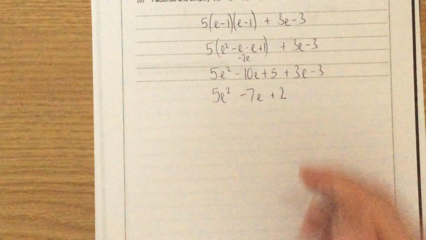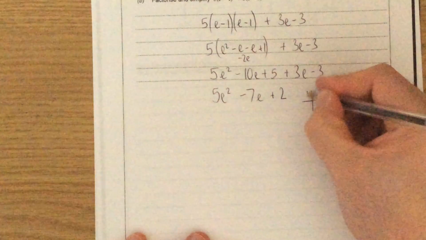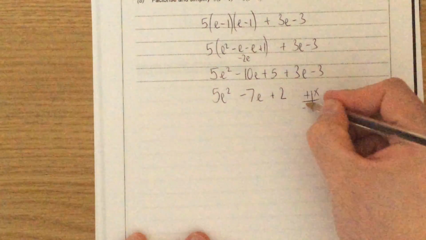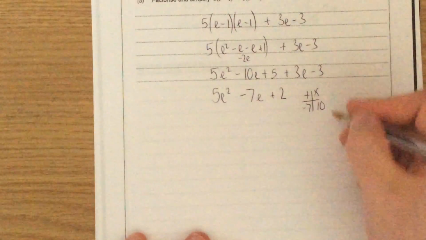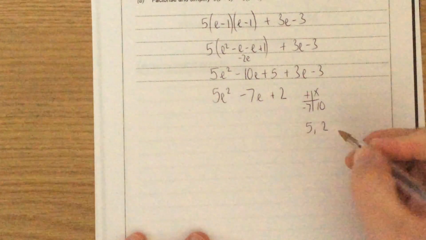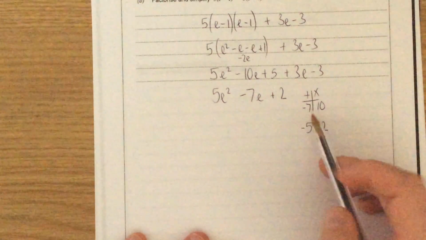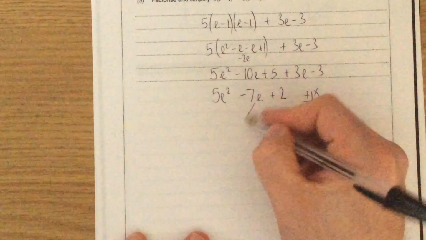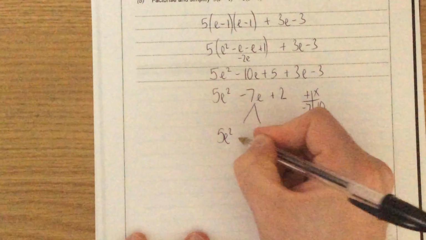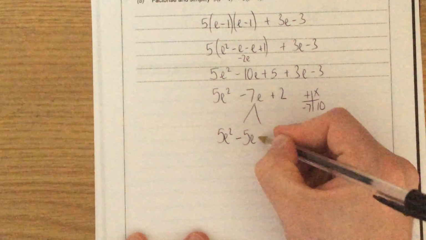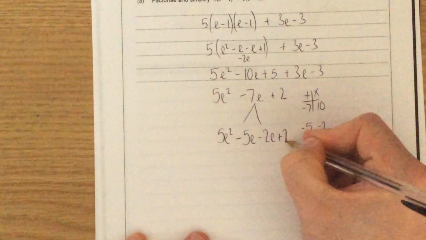And then I would have to factorise this using numbers that add and numbers that times. They'd have to add to make minus 7 and times to make 10. Two numbers that do that, 5 and 2. They're either going to have to be both positive or both negative, and in this case they've both got to be negative to get to minus 7 and make the 10. Split the middle term: 5e squared minus 5e minus 2e plus 2.